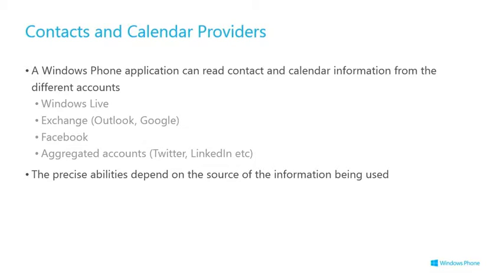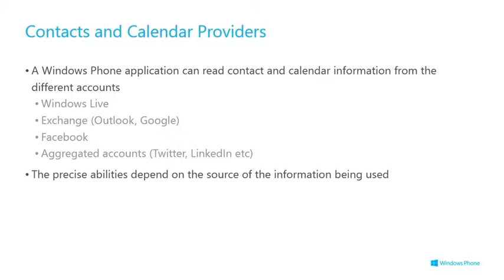So contacts and calendar providers: where does this data come from? One of the really cool things about Windows Phone is that you can configure your device to connect to lots of different information sources. Obviously Windows Live, which is now being renamed as a Microsoft account. Exchange accounts, so anybody who has licensed the Exchange protocol, which is not just about Outlook; it's also people like Google, Gmail and that sort of thing. Facebook, and aggregated accounts such as Twitter and LinkedIn.